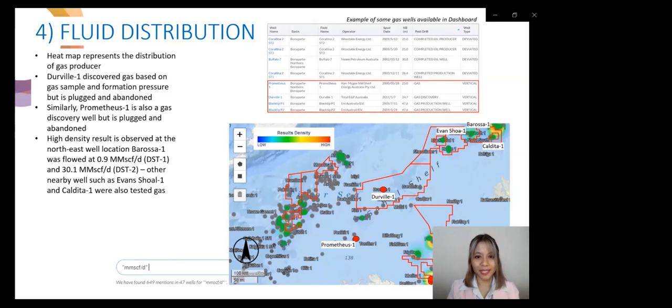From the map, we can see that there's a high density result observed in the northeast well, where we have Barossa 1 well, which flowed about 30 million scf per day during the SD2. There's also other nearby wells, such as Evans Shoal 1 and Caldita 1 well, where the wells were also tested as gas.